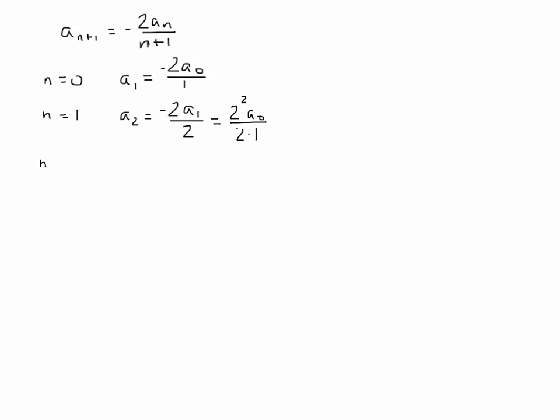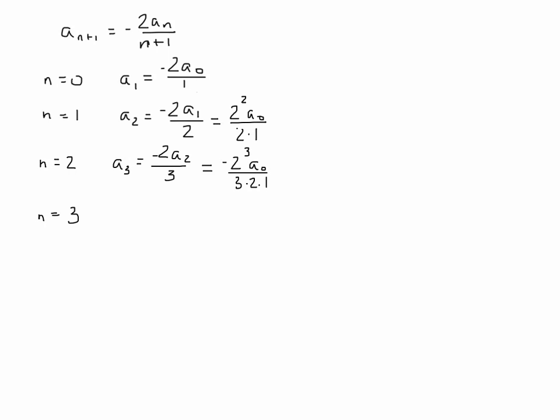Alright, now let's plug in n equals 2. That's going to give us an a3. a3 is going to be negative 2 a2 divided by 3. Now I know a2 from the step up above, so I'm going to plug that in. So that's negative 2 times this 2 squared, that's negative 2 cubed, a naught, divided by 3 times 2 times 1.